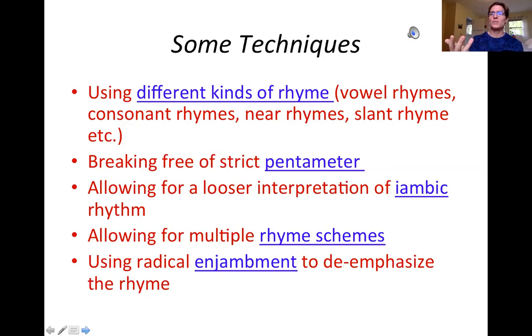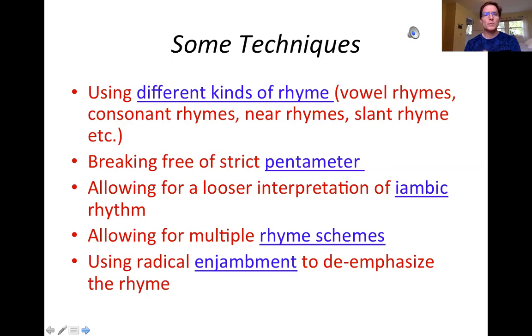That is iambic, oh my goodness, I am forgetting it right now. This is tetrameter, sorry. It's iambic tetrameter, which is a four-stress line. But that's a highly iambic line, so you can break away from that, or you can not use it at all.